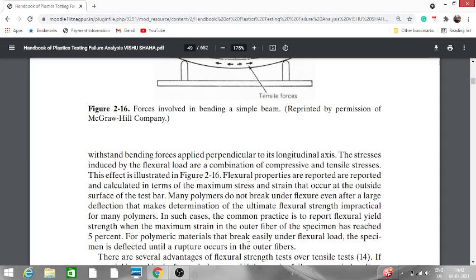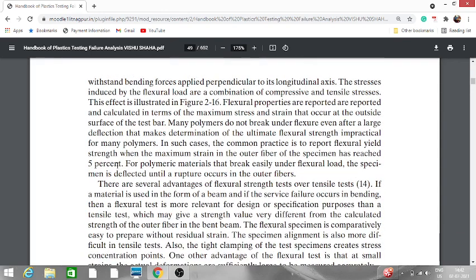For polymeric materials that break easily under flexural load, the specimen is deflected until a rupture occurs in the outer fibers. There are several advantages of the flexural strength test over the tensile test. If a material is used in the form of a beam and if the service failure occurs in bending, then a flexural test is more relevant for design or specification purposes than a tensile test, which may give a strength value very different from the calculated strength of the outer fiber in bending.